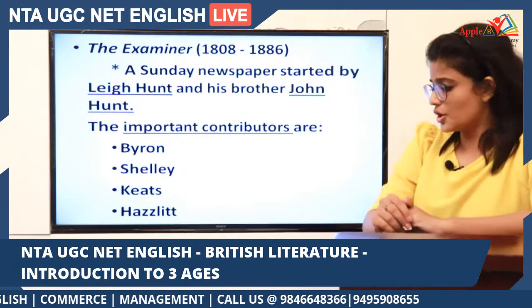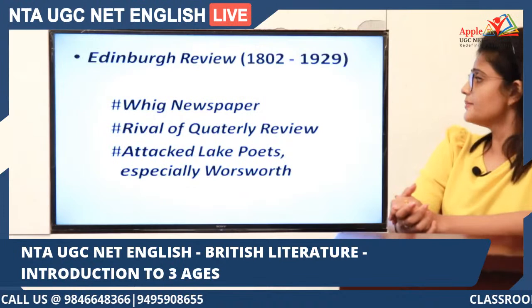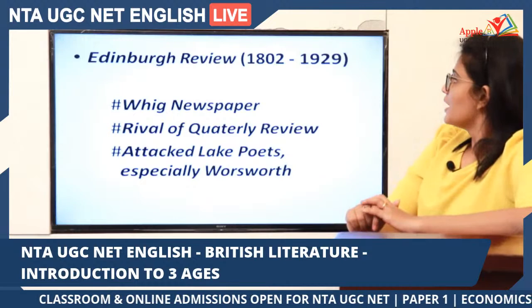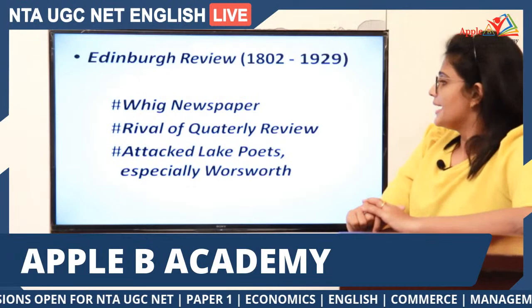And another important newspaper of this time was the Edinburgh Review. Edinburgh Review was prominent from 1802 to 1929. So it was there for over a century. And it was a big newspaper and it was a rival of the Quarterly Review. It attacked the Lake poets, especially Wordsworth.